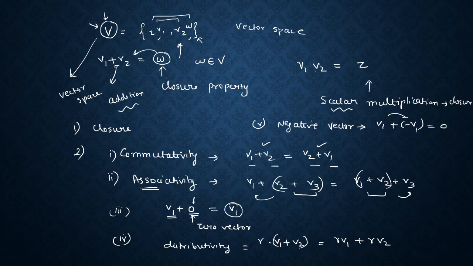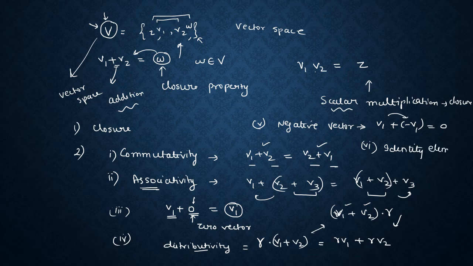Okay? And then, just now we discussed the distributivity of addition, right? And it should be distributive in any of the orders. If you do v1 plus v2 and then multiply it with r, this is r, okay? r times v1 plus r times v2, then also the result will be like this, correct? There must be an identity element.